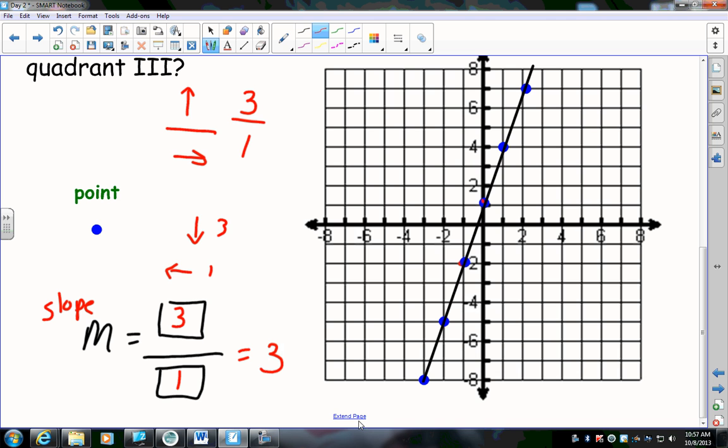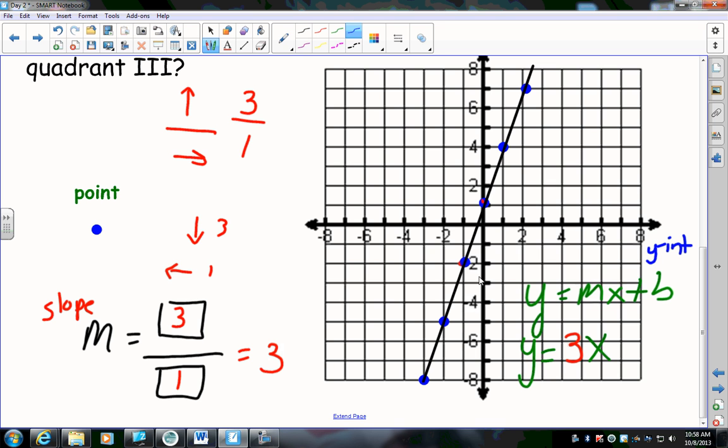Even though it's not on this, let's write the equation. I have y equals mx plus b. That's my slope-intercept form. So I have y equals, m is my slope. We just found my slope to be 3. Then I put the x on there. What is the b? The y-intercept, right? The y-intercept is where it crosses the y-axis.